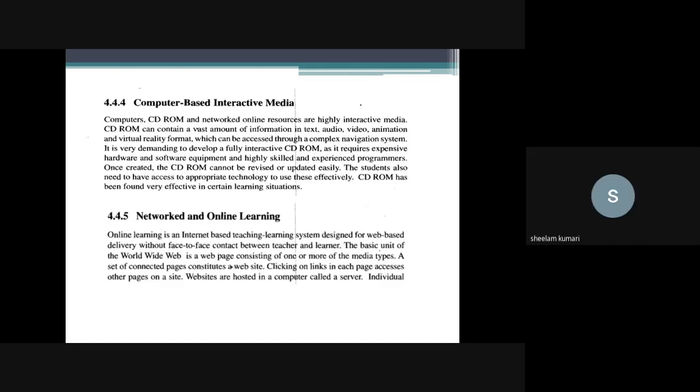sometimes CD-ROM information is difficult to update. It is not easy to update the information. While through these online network facilities, the teacher can easily update the information, and students, of course, can interact through this online media. They can submit their emails, communicate through email, and also submit their assignments.